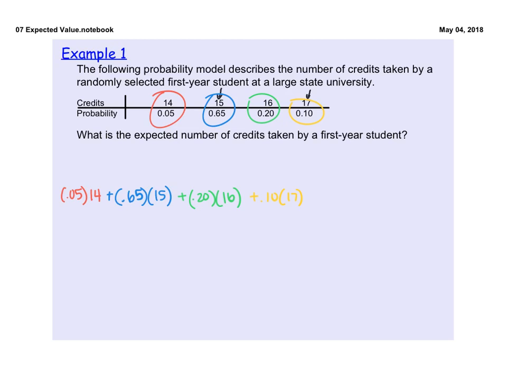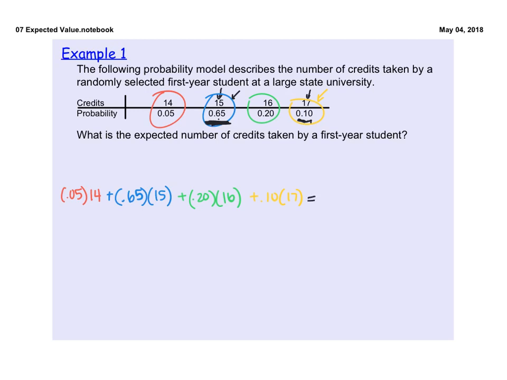If you had to make a guess, what would you think your answer would be near? Do you think it's going to be closest to something like 17? Probably not, because it's not very likely of happening. We see that the likelihood is right here, right? 65% is the highest percent that we have on there. So we know it's going to be around 15 credits, right? We could expect first-year college students at a large state university to be taking around 15 credits.